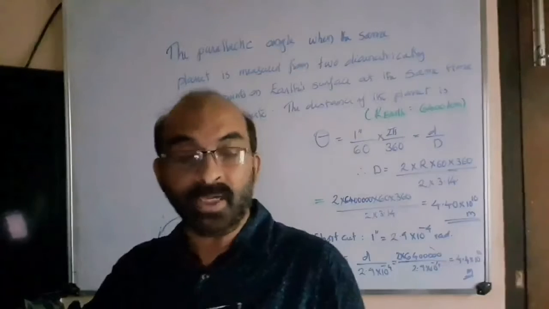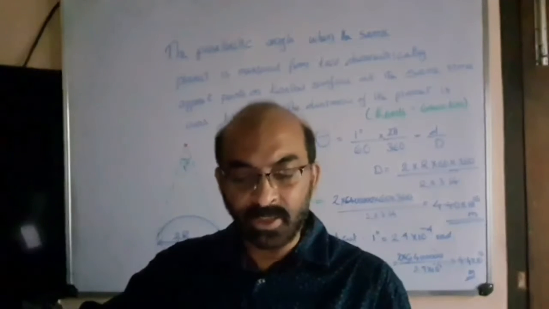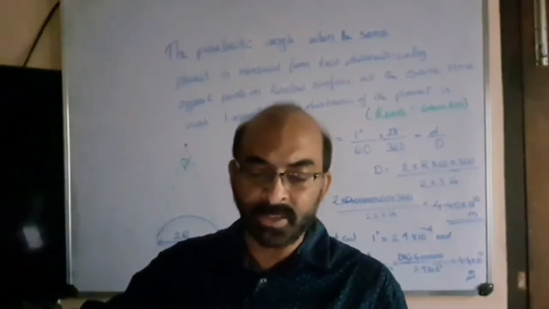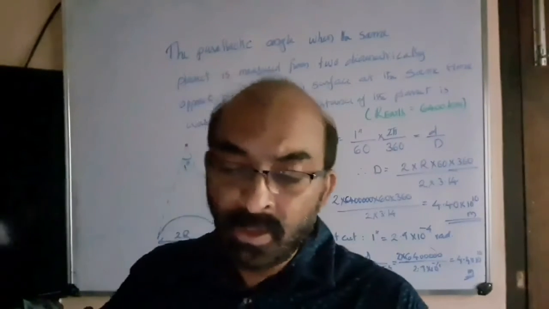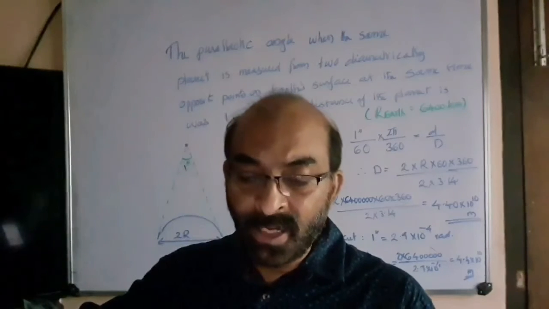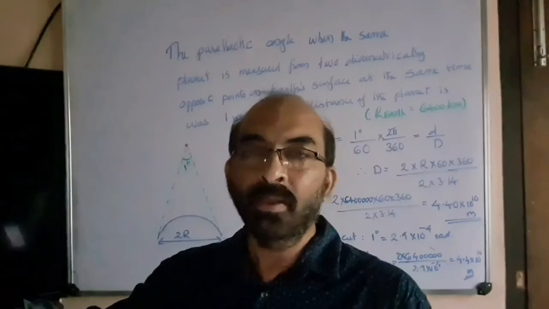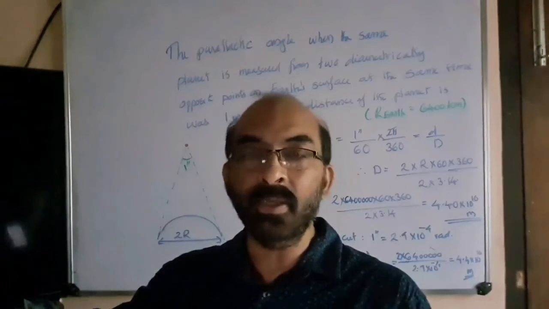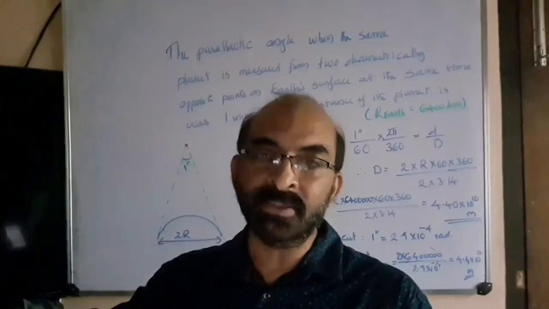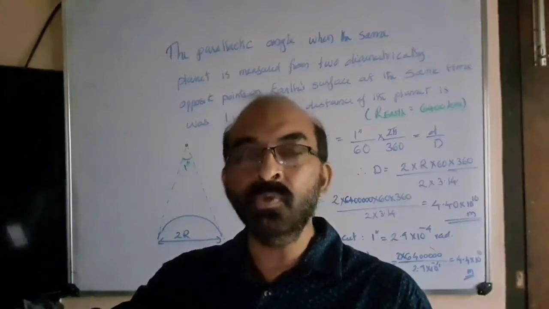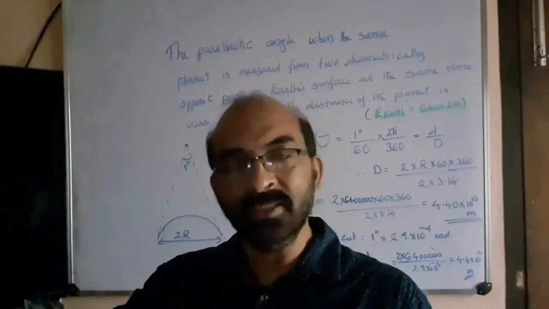Next is an assertion reason type question. It has come in IIT JEE. Assertion: Parallax method is used for measuring distances of nearby stars only. Reason: With the increase of distance from the star, the parallactic angle becomes too small to be measured accurately. This type of assertion reason question, we know how the options ABCD come. Both statements are true and the second statement justifies the first statement. Both statements are true, second does not justify the first statement. Only first statement is correct. Only second statement is correct, like that.